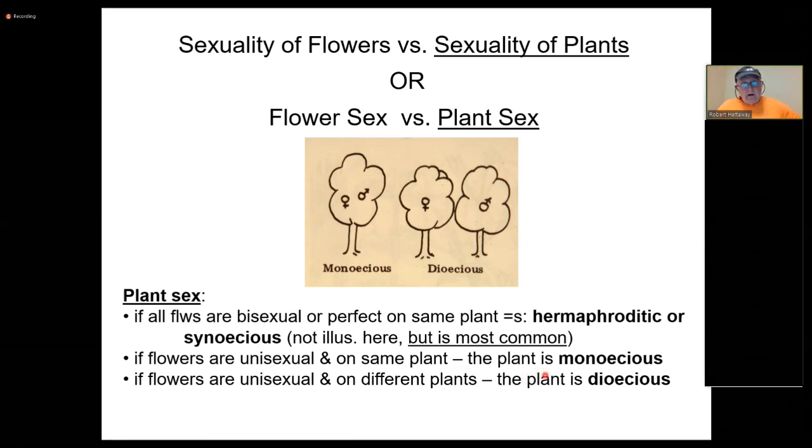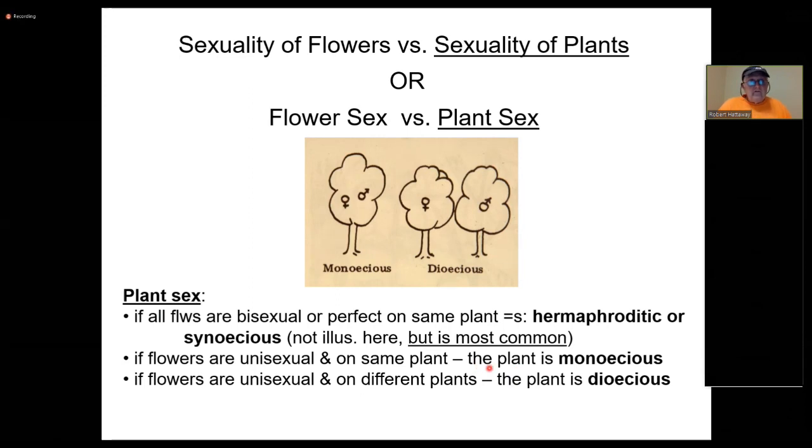Okay, so that's tying a little ecology into this. And sometimes the trees that have that also have a vegetative, asexual way of reproducing as a backup.